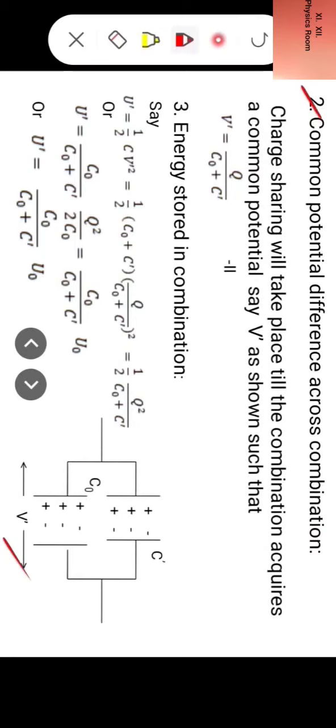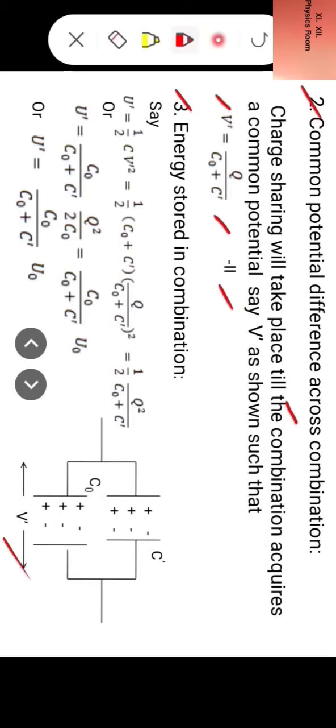2. Common potential difference across combination. The charge sharing will take place when an uncharged capacitor C dash is connected across a charged capacitor C0 till the combination acquires a common potential say V dash as shown, such that V dash is equal to Q by C0 plus C dash. Let us mark it as equation 2.